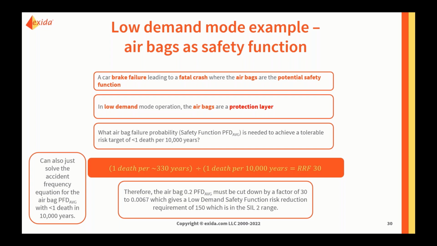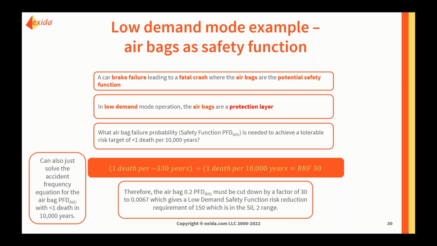Now I just see I've gotten a question, and it's probably best to take this question now rather than wait to the end. And the question is: is the failure rate of 0.1 per year considered low demand or high demand? Now, a failure rate actually isn't necessarily a low demand or high demand thing. What defines low demand or high demand is how often the safety function needs to operate. And that is the definition of low demand or high demand.